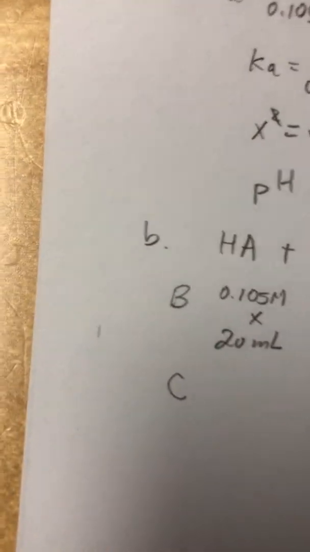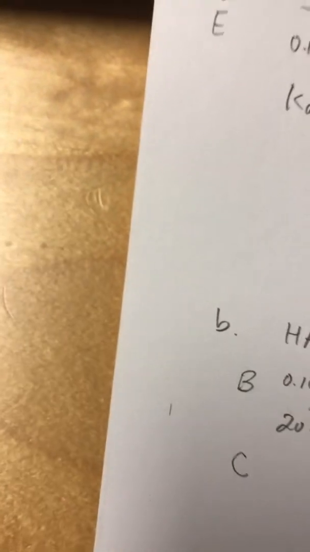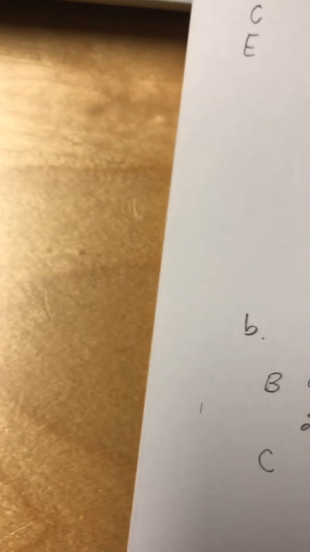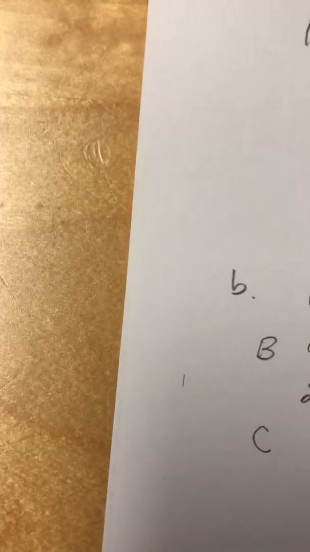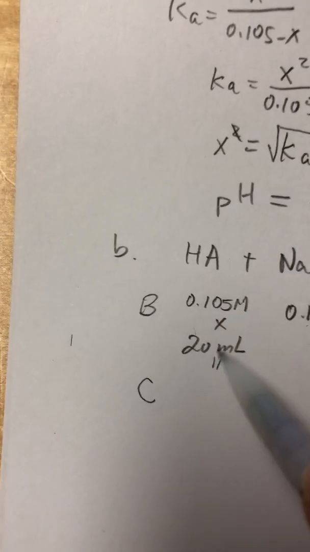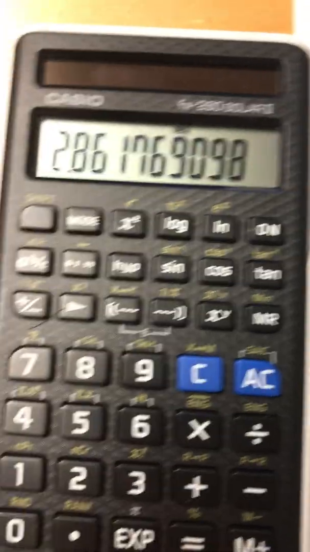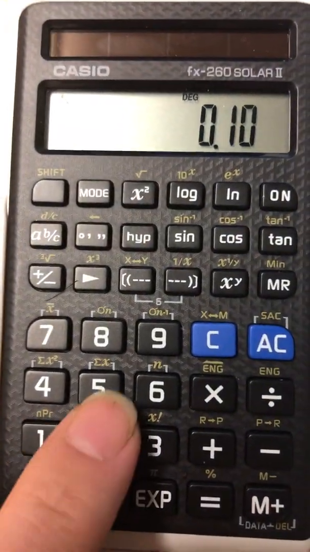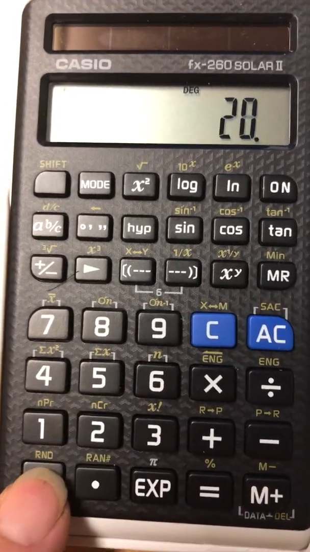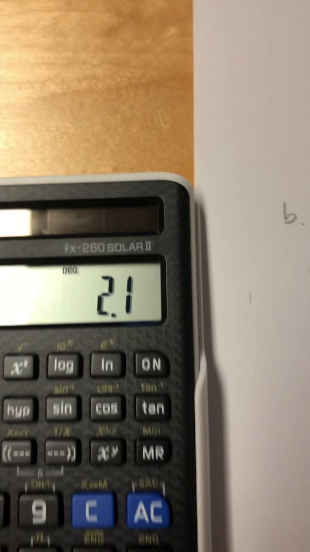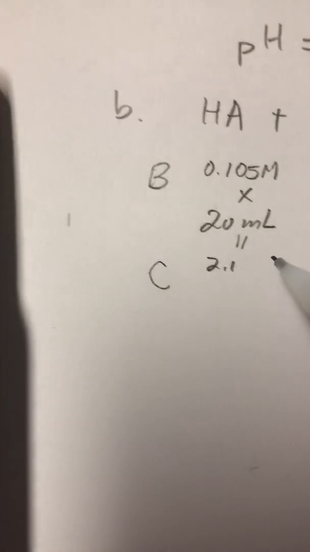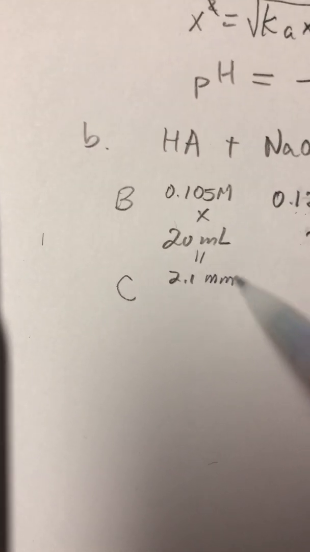What is going to be the change? The change is, well, equivalence point, that means everything is consumed. These two parts are being consumed. So this 0.105 molar times 20 milliliters gives us, if you use the calculator, first clear everything, 0.105 times 20 gives you 2.1. 2.1, in this case, millimole instead of mole.